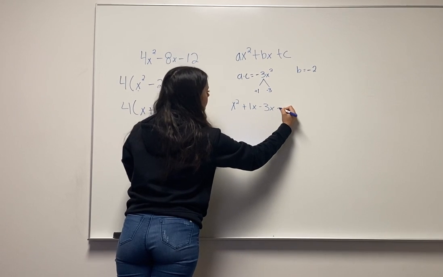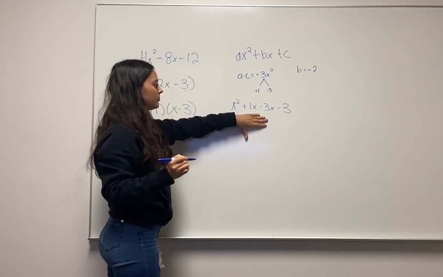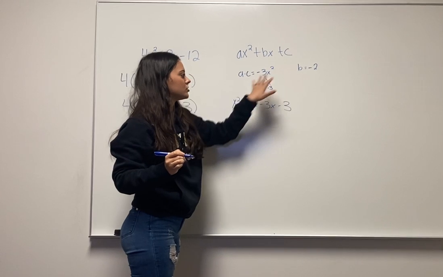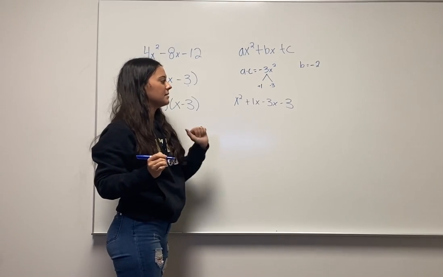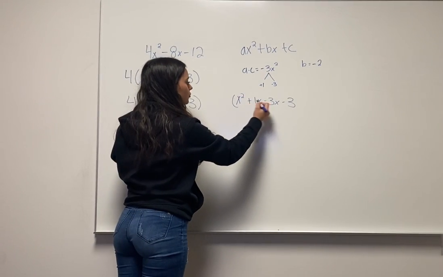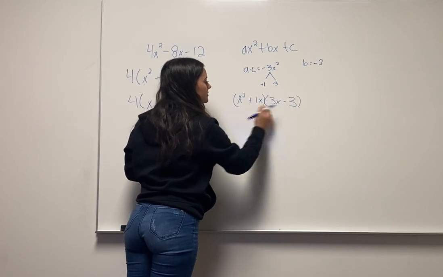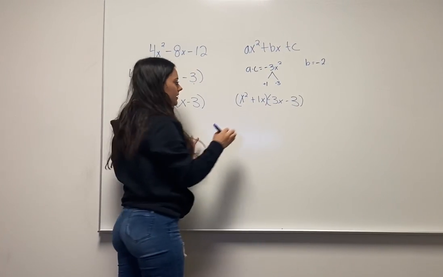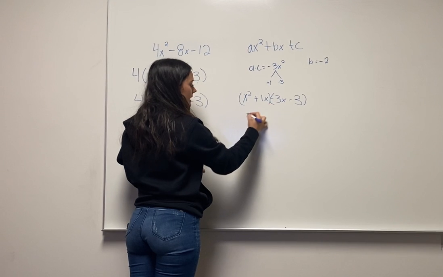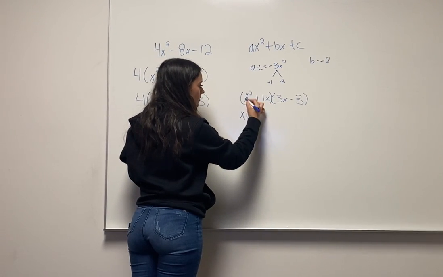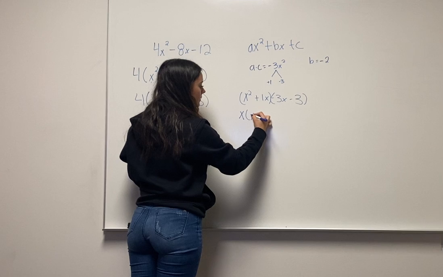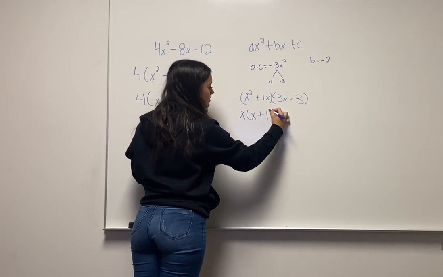When you find your factors, you go back and rewrite it as x squared plus 1x minus 3x minus 3. We're simply replacing our b term of negative 2x with the factors that we found from a times c. From here, you group and you factor each set of parentheses individually. So our first set will factor out an x because that's what they both have in common. When we do this, we're left with x plus 1.